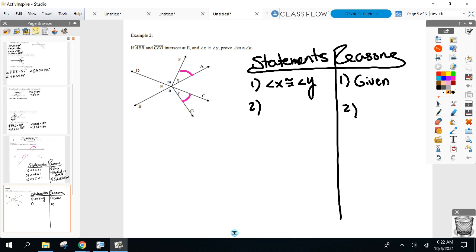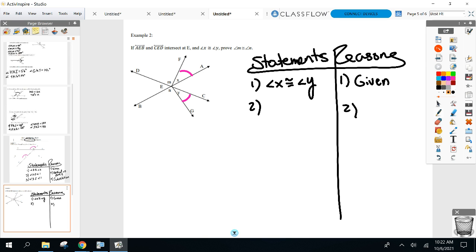Fia, you got a suggestion? If AEB and CED intersect, does that mean that angle AEC and DEB are congruent? AEC and DEB, that is true, 100% true. Here's my question though. Do those two angles involve X and M and Y and N? It doesn't look like it.